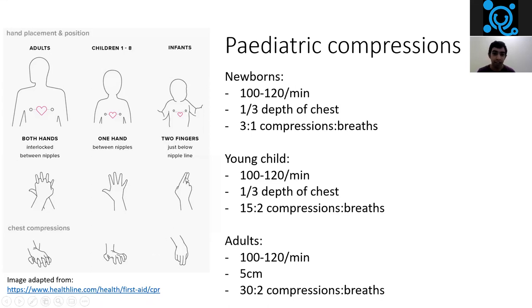And then with infants, you use two fingers. And the important thing with doing compressions on infants with your fingers is essentially you want to try and make sure your fingers are as perpendicular as possible so that the full force you apply goes straight down. As if they're more oblique, you are applying less force, okay? And this diagram here just shows how you might arrange your fingers.